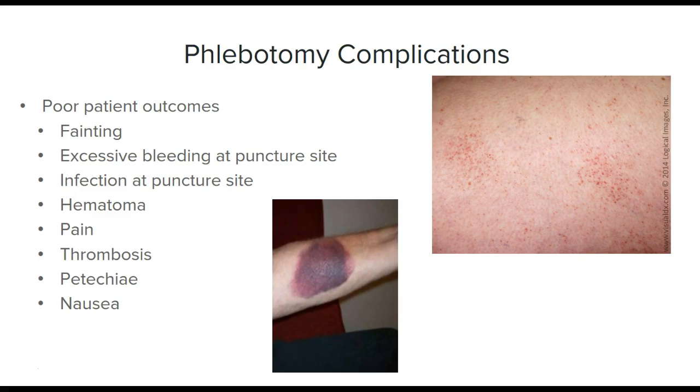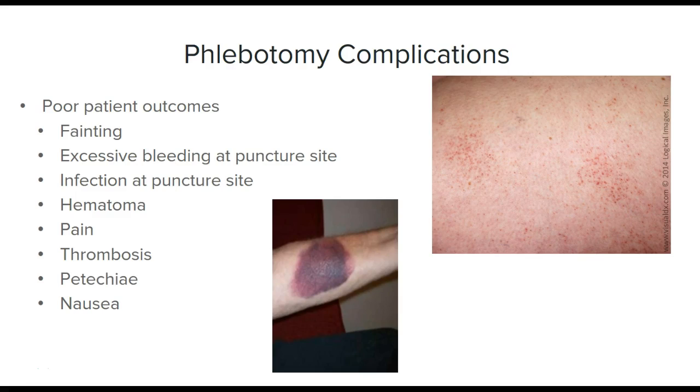If a patient faints, you take the needle out, you call for help, you lie them down. You can cool them down with a towel on their forehead or a fan. We have ammonia inhalants, or most labs have ammonia inhalants, to wake them up. You can elevate their feet, or use a wheelchair if they're an outpatient so that they don't have to walk.